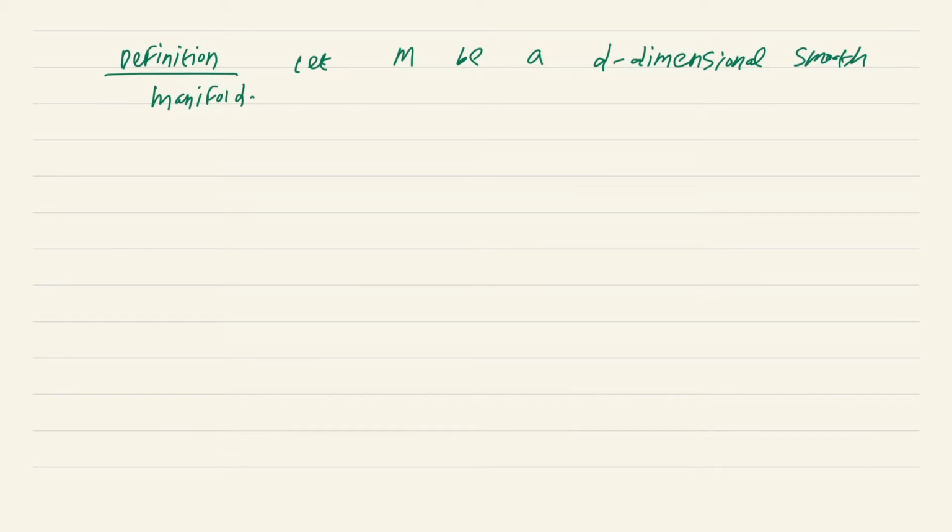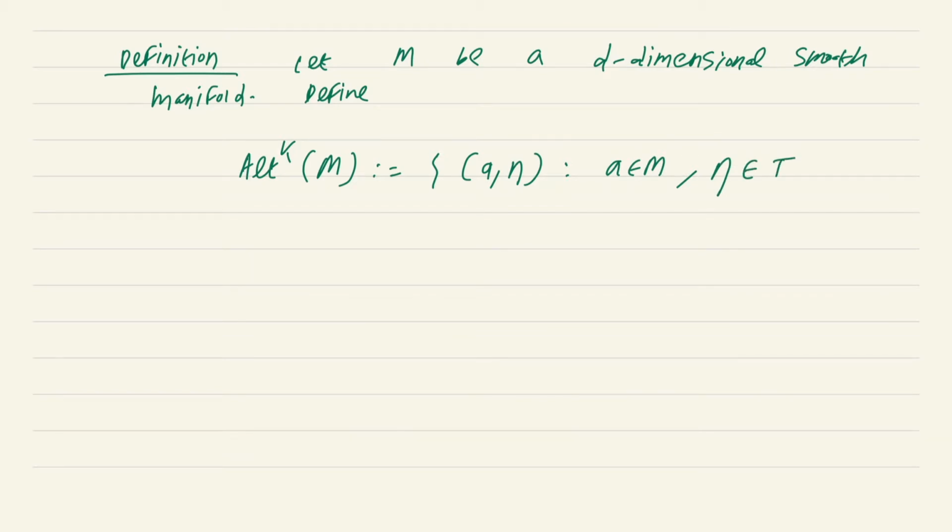Okay, so let M be a d-dimensional smooth manifold. We are going to define this complicated space, which I'm going to call Alt^k M. This is an ad hoc definition that I'm doing because I do not want to introduce vector bundles. So this is going to be defined to be the set of pairs (a, eta), where a is a point in M, and eta is a k-form on the tangent space, so it's Alt^k T_aM. Okay, so I'm going to look at all pairs (a, eta) where a comes from the manifold and eta is the k-form defined on the tangent space T_aM.